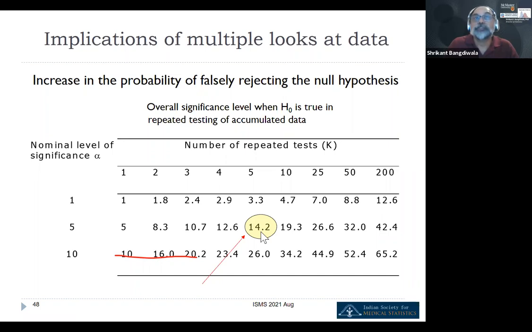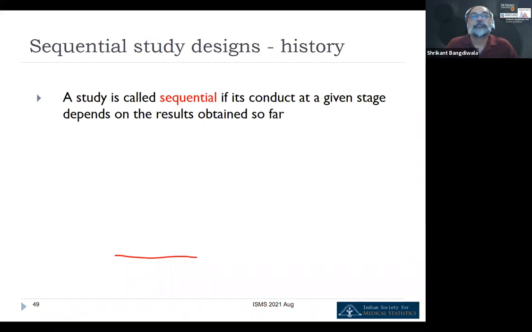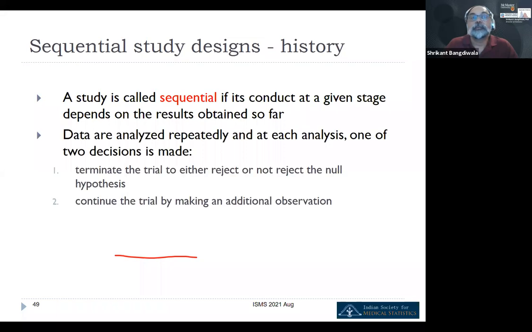So you need to adjust for these multiple looks of accumulated data and correlated tests. They're not independent tests, so Bonferroni adjustment is out of the question here. So how do we go about it? Well, this is something that was determined a while ago with sequential study analysis. This is a sequential study. You're analyzing the data repeatedly, and when you get to a stage, you either terminate or you continue.